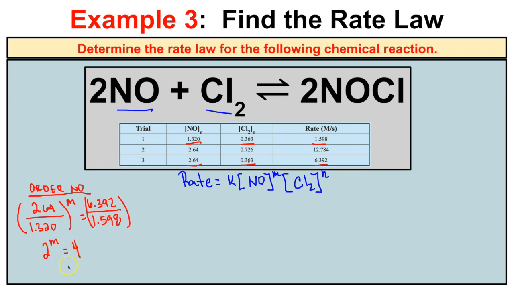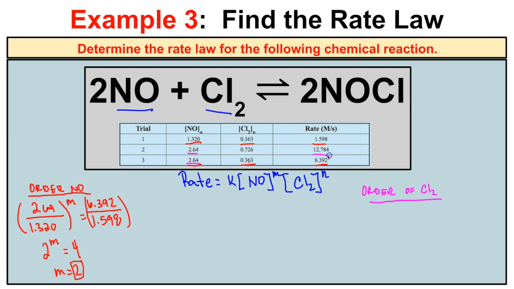So 2 to what power is 4? Well, m here will be 2. 2 squared is 4, so m equals 2. So in respect to reactant NO, it is going to be a second order reactant. Now let's take a look at Cl2. Let's figure out the order of Cl2. In order to figure out the order of Cl2, we're going to have to hold NO concentration constant, and we do so in trial 2 and 3.